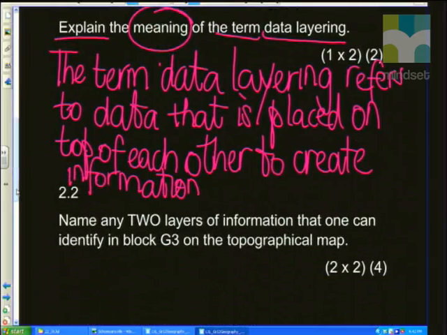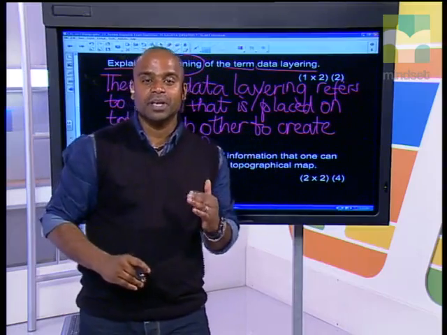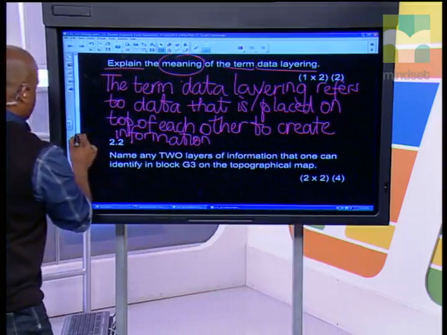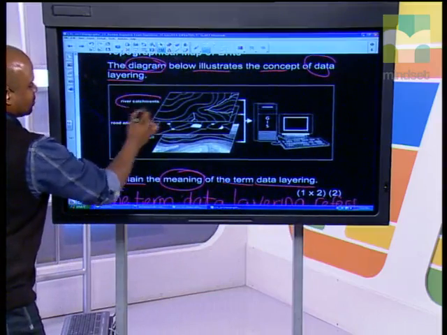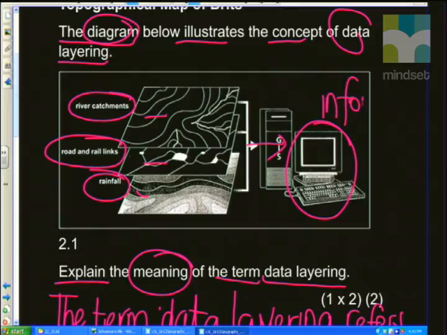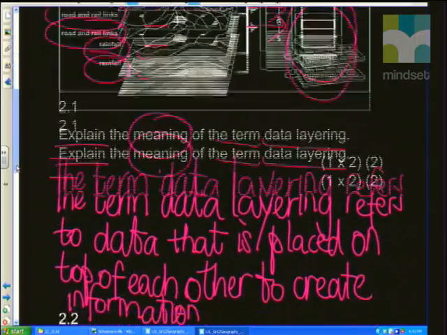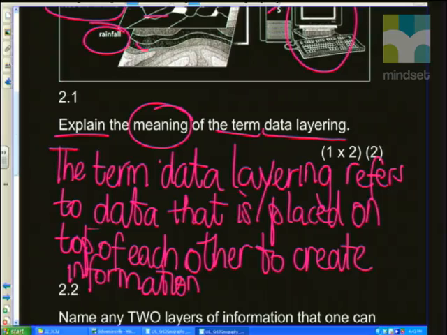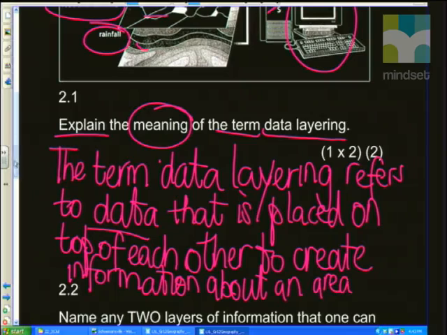So remember, when it comes to data layering, data could be, for example, let's have a look at the diagram, data on river catchments, roads and rail links, rainfall, and when we put each data together through a GIS, we get information on a computer. So, data layering enables information. Let's go through that answer again. The term data layering refers to data that is placed on top of each other to create information, and let's add about an area. Let's go to the next question.